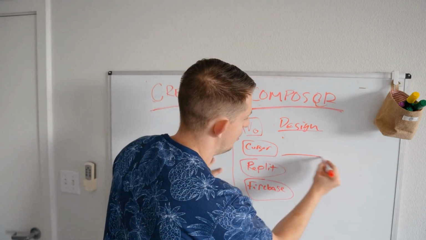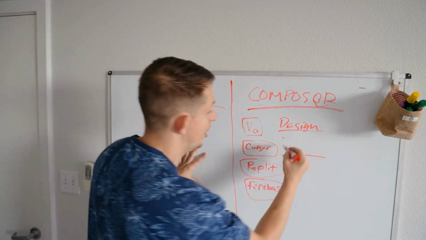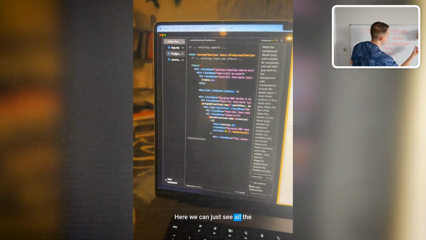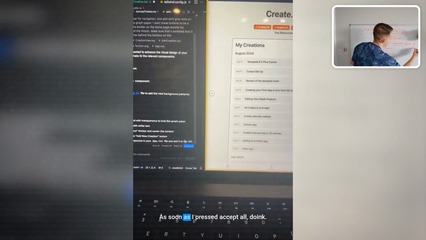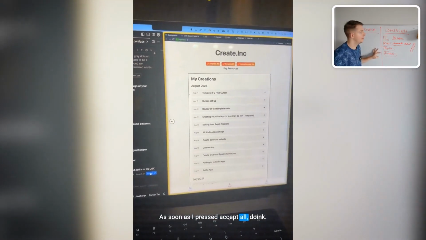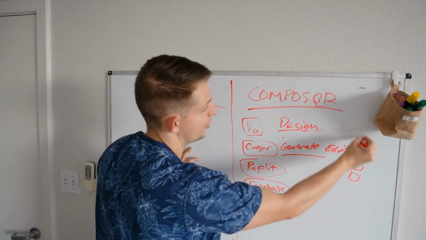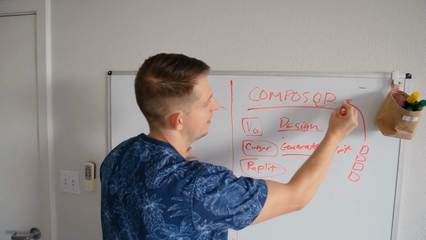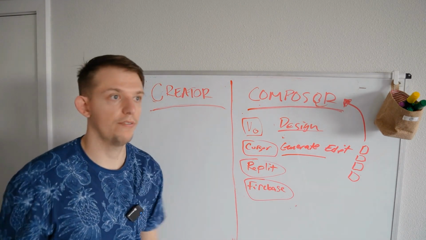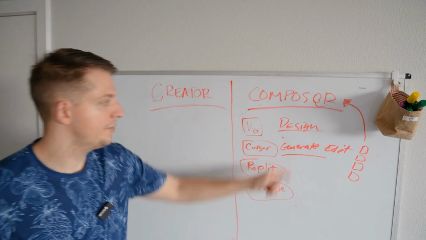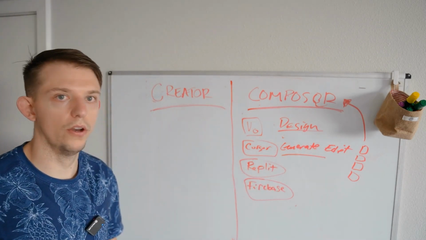Cursor. Cursor allows you to generate and edit many code files. So like many code files in one prompt. And that is actually called Composer. Composer is a feature on Cursor. It is the best software feature I've ever used. So after you generate the code, you're like, okay, well, you have the code. What do you do with it?